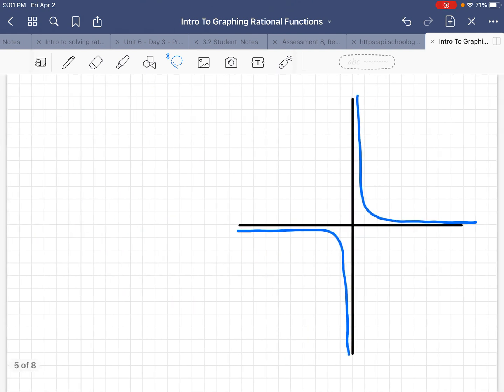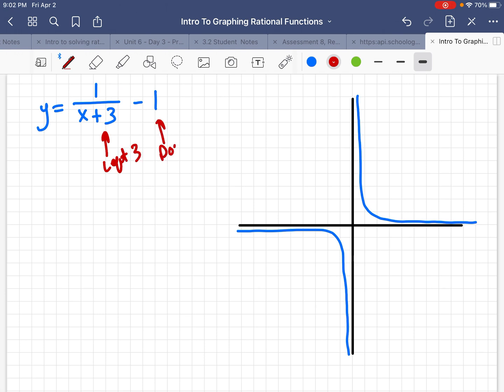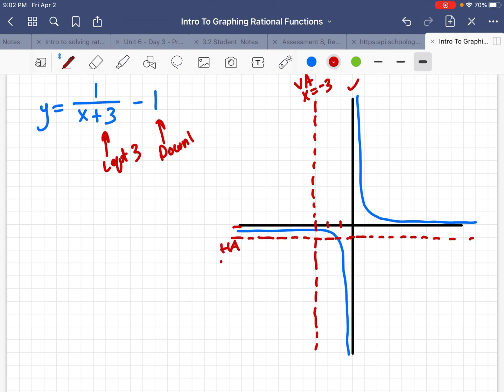All right, so now let's go ahead and do this one. Let's say we had y equals 1 over x plus 3, and minus 1. All right, so x plus 3 is going to take my vertical asymptote and move it to the left 3, and the minus 1 is going to move me down 1. So my vertical asymptote used to be at x equals 0, but now it's moved over to the left 3. So it's right here. So x equals negative 3 is my vertical asymptote. My horizontal asymptote used to be at y equals 0, right here, but now it's down 1 from that. So now it's down here at negative 1. So my horizontal asymptote is at y equals negative 1.